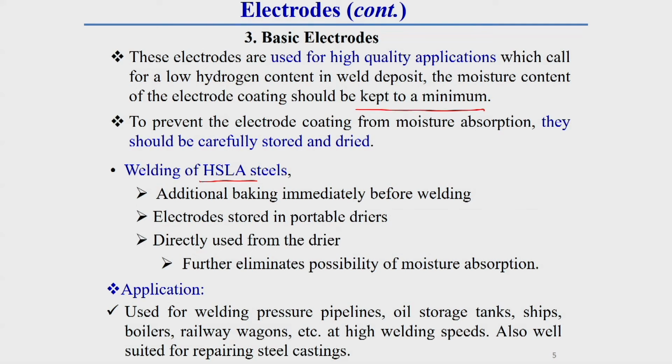That's why for welding of HSLA steel. HSLA is a very sophisticated type of material. Its full form is high strength low alloy steel. Its strength is high, but in this material there are different alloying components. Alloying means a small amount of different material is added in this steel. This is a type of steel, high strength low alloy steel. H is for high, S is for strength, L for low, A for alloy.